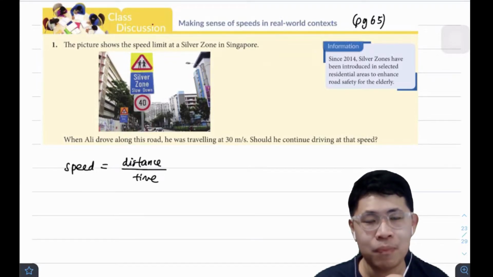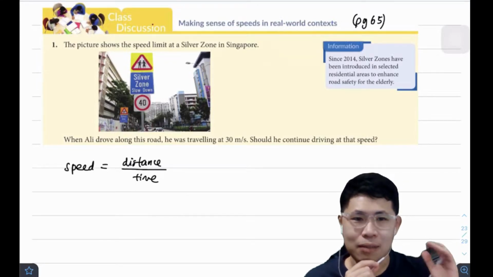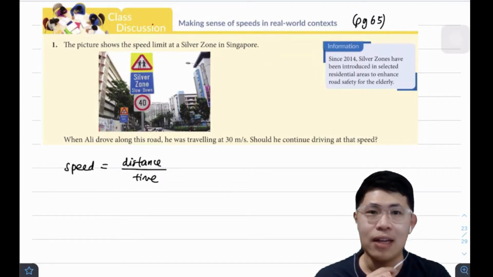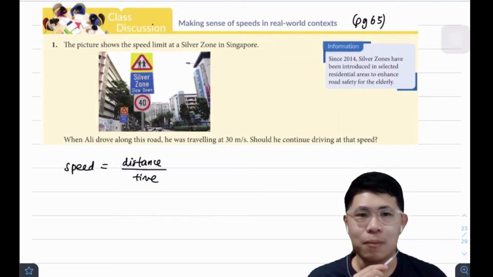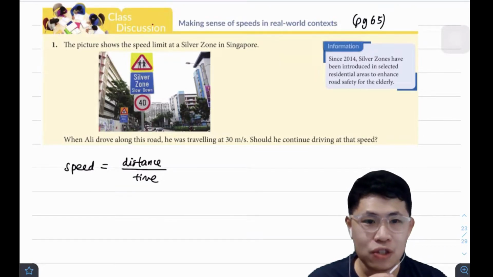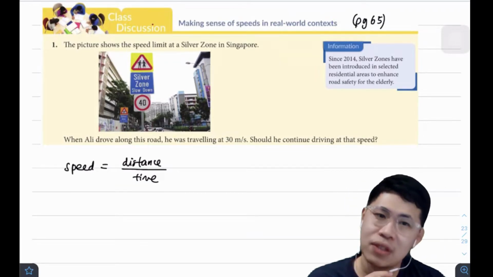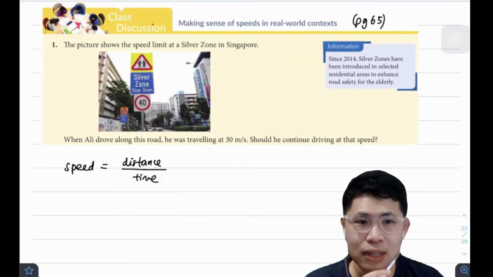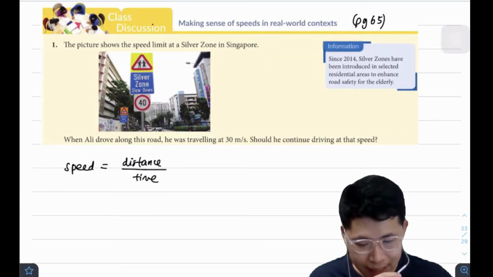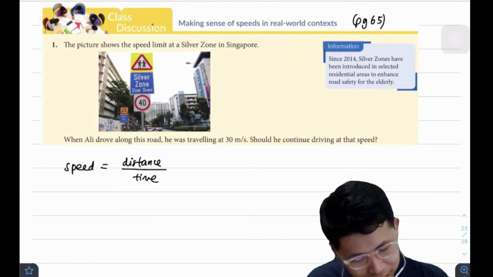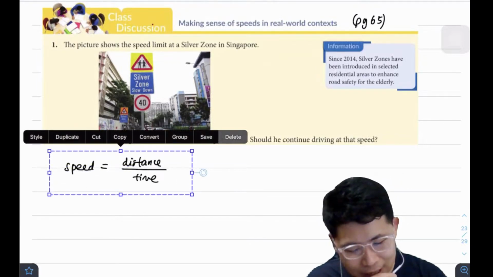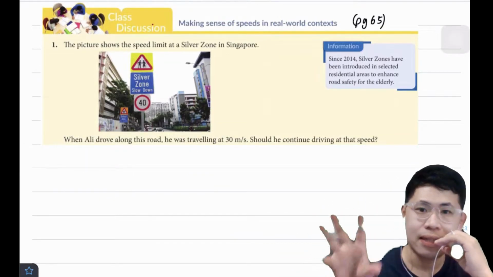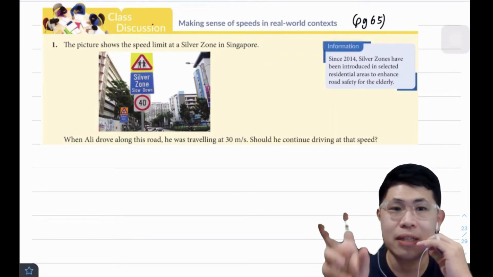Okay, so with this in mind, let us take a look at the class discussion in page 65. All right, in page 65, question 1, we have a picture here showing us a speed limit in a silver zone in Singapore. And when Ali drove along this road, he was traveling at 30 meters per second. And should he continue driving at this speed? So the thing about 30 meters per second is the unit over here is meters per second.